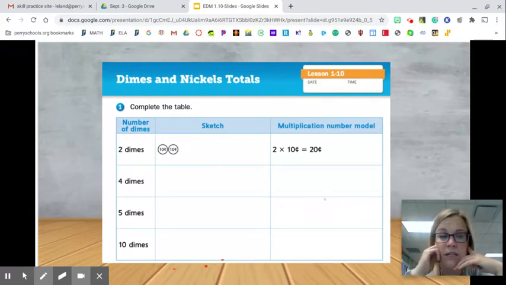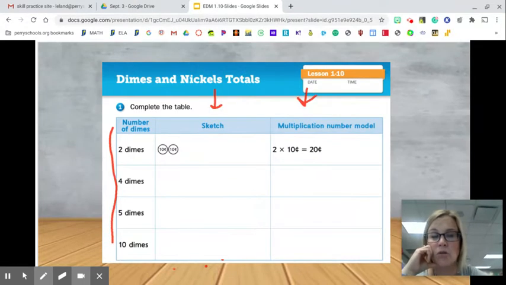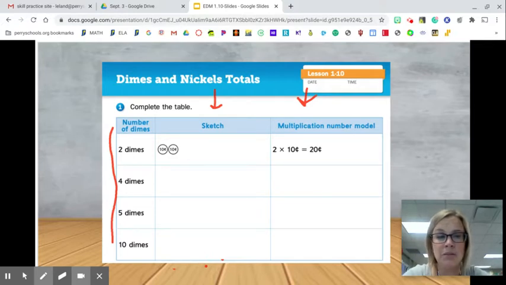On this one, I'm going to do one of these with you, and then you're going to do one on your own. So we're going to complete the table. It tells you how many dimes are on the left side. You're going to draw your picture, and then we're going to write a multiplication number model. So if I have 2 dimes, that's 20 cents. And so my number of dimes times 10, 2 times 10 equals 20. I'm going to do it for 4 dimes. You will do it for 5 and 10.